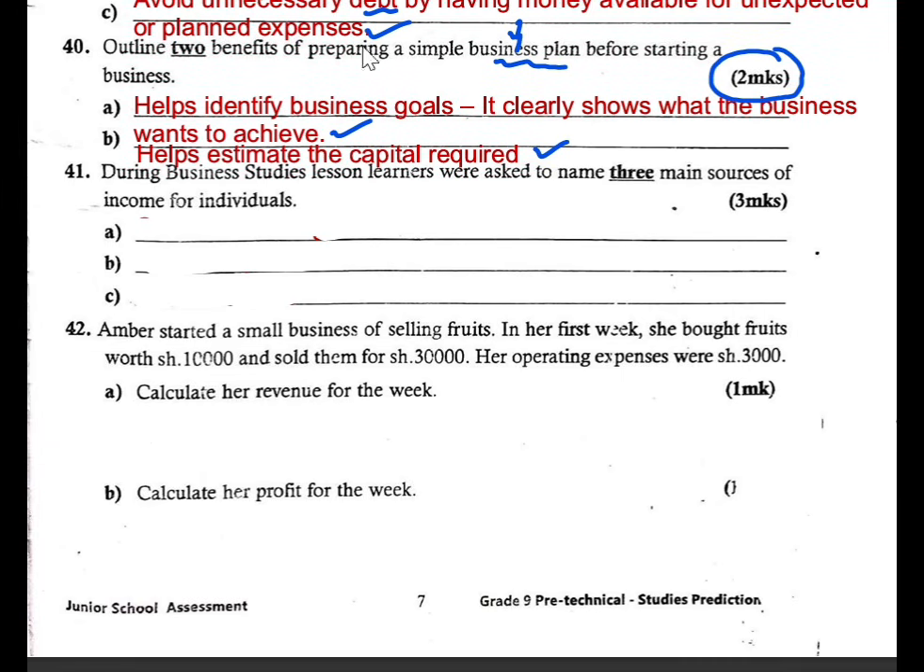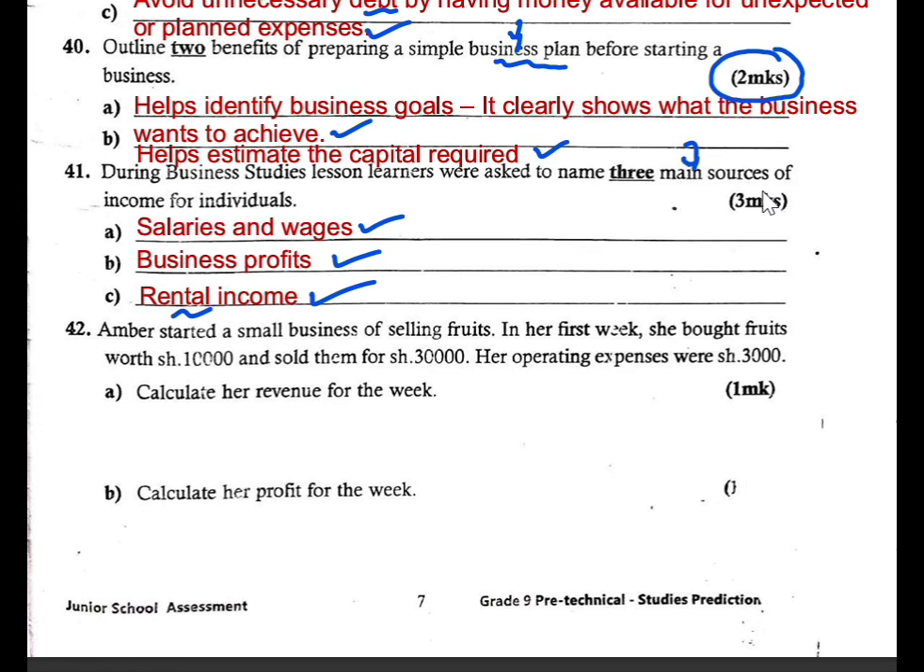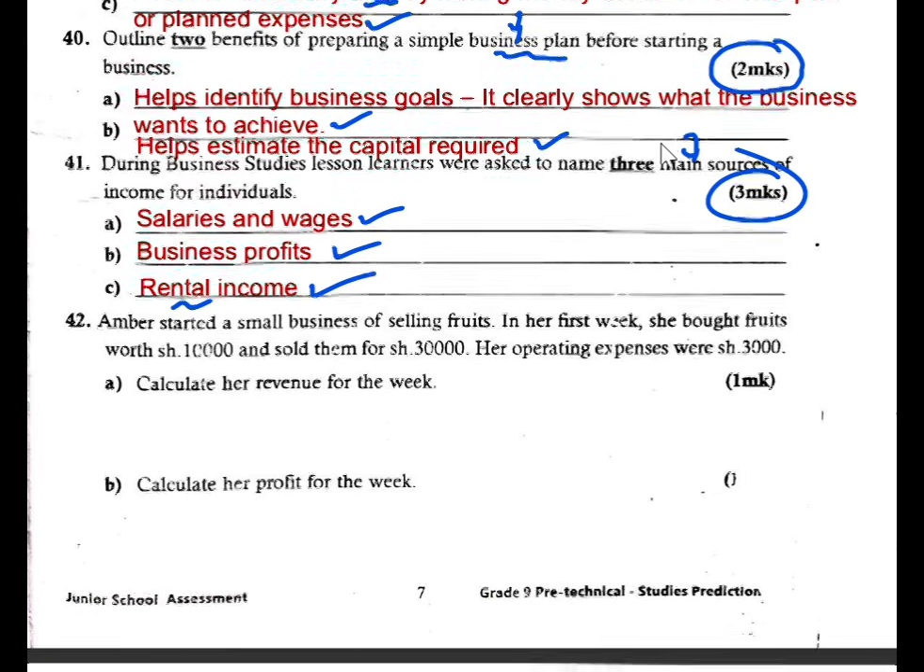Question number 41. During a business study lesson, learners were asked to name 3 main sources of income for individuals. So nataka main sources of income. Unaweza pata aje pesa? 1, it can be through salaries, maybe imeandikwa pale ilipo per month, or wages. So unaweza pata money through salaries or wages. 2, business profit, maybe uko na biashara, you get profit, hiyo ni income. And 3, maybe uko na rental, manyumba pahali za rents na kupatia pesa. So you can get income from rental income. So you can give those 3 and you score 3 marks.